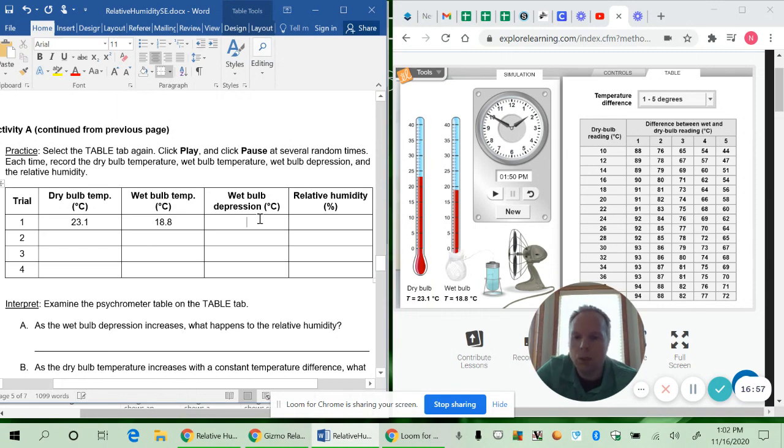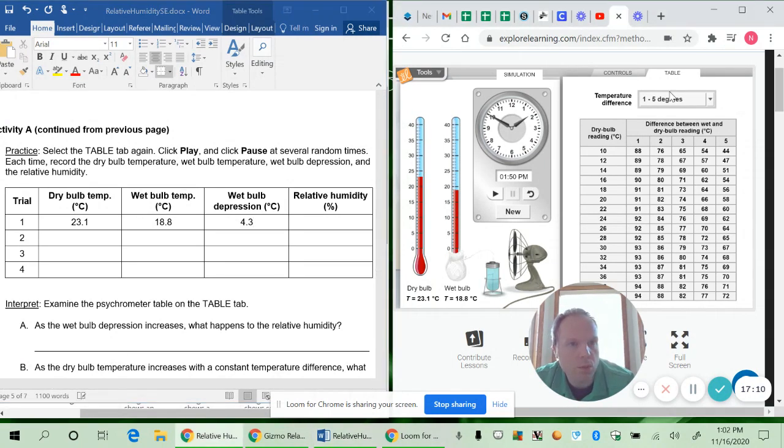So I get about 4.3. To find the relative humidity, I have to go back to my table. The first thing is to look at which table I'm going to use. My temperature difference is about 4, so I'd still use this 1 to 5 degrees table because it's between 1 and 5. And then I would find my dry bulb temperature, which is 23.